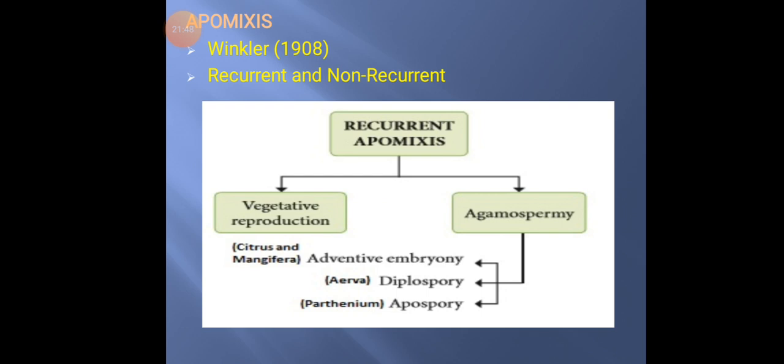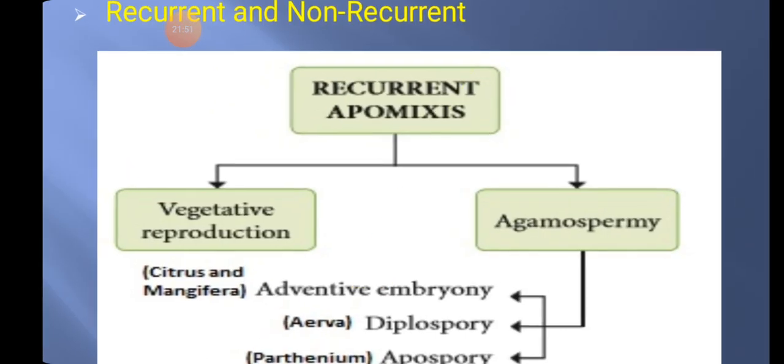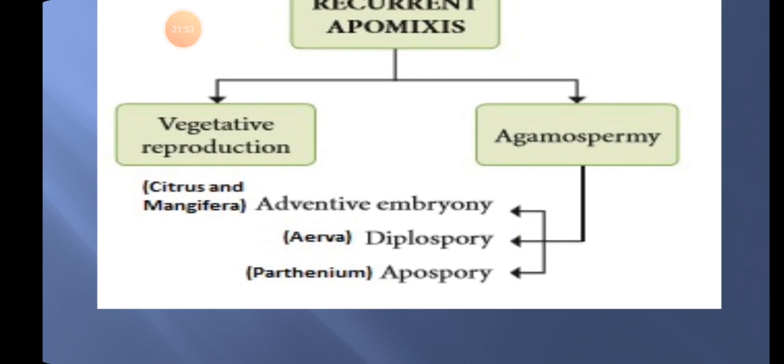The recurrent apomixis is also divided into two: vegetative apomixis, or vegetative reproduction, and agamospermy. In vegetative reproduction, by the runner, sucker, bulbil, and some buds, by these vegetative parts the embryo is formed. The agamospermy is again classified into three types: adventitious embryony, diplospory, and apospory.